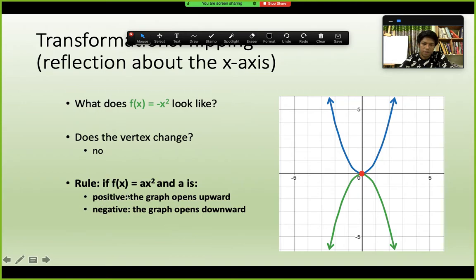So in the form ax square, if a is positive, then the graph is upward. If a is negative, then the graph is downward. A is negative means the number that comes before this x square is negative, then the graph will be down opening. This is called down opening. This is called up opening.